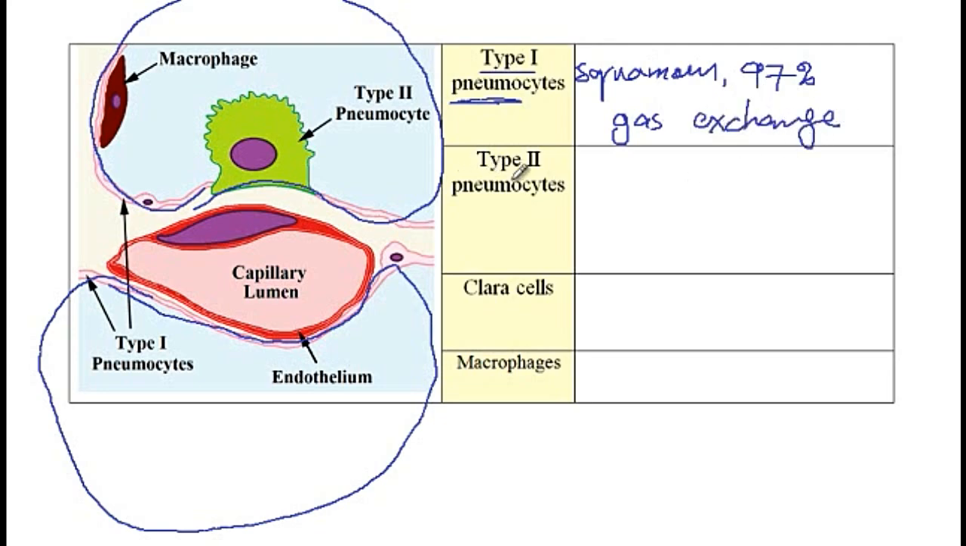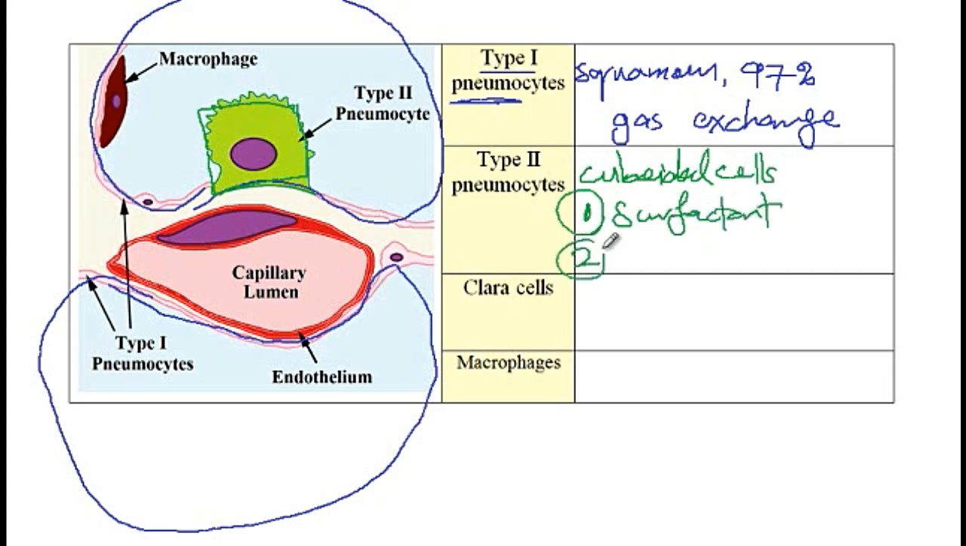The next cells are type 2 pneumocytes, which we will have right here, and these are cuboidal cells that serve two purposes. One, they will produce surfactant, and two, they act like stem cells of the lung. So if there is an injury to the lungs and there will be need for proliferation, then type 2 pneumocytes will produce more type 1 and type 2 pneumocytes.